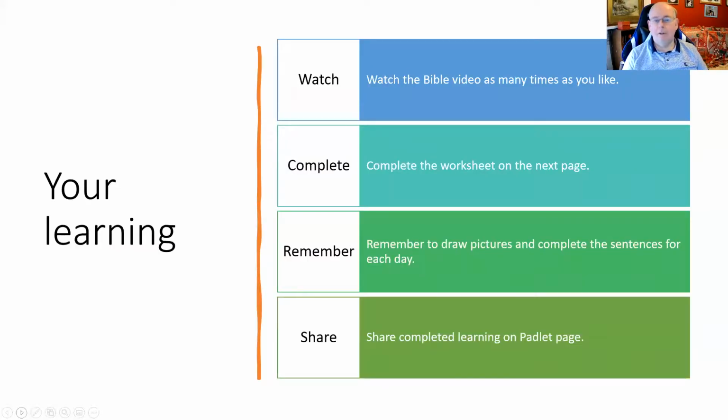What I want you to do, as I said, you can watch the Bible video as many times as you like. On the next page and in your packs, there is a worksheet for you to complete. Remember to draw the pictures and complete the sentences for each day. And when you're finished, can you share your completed learning on Padlet? Let's look at the worksheet.